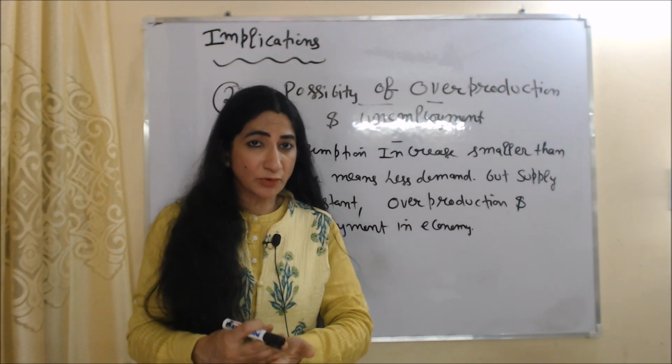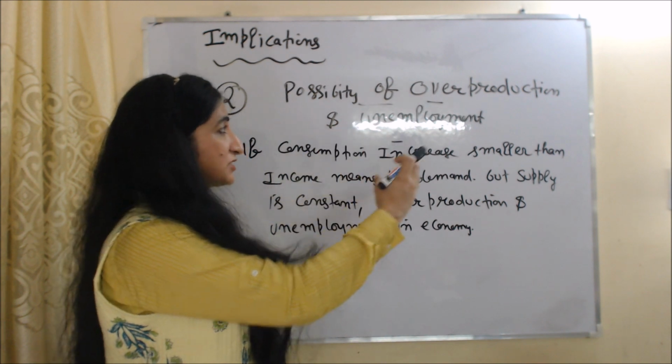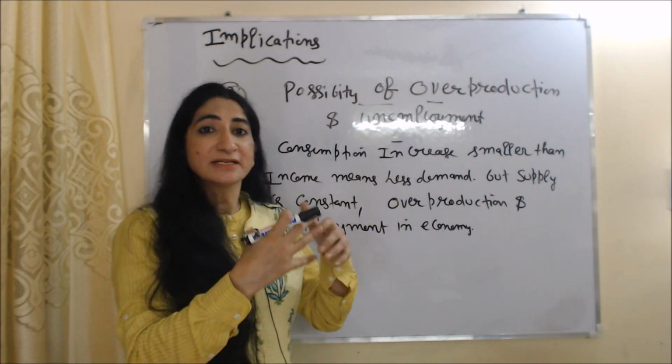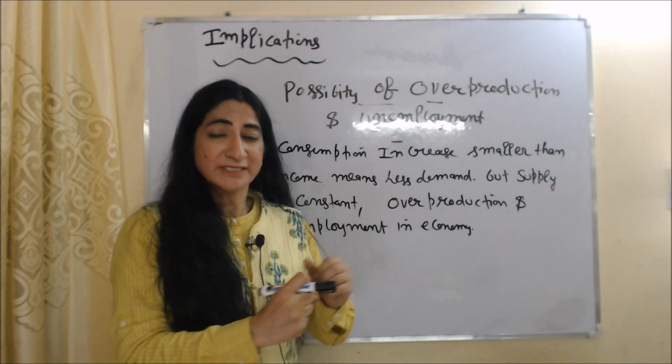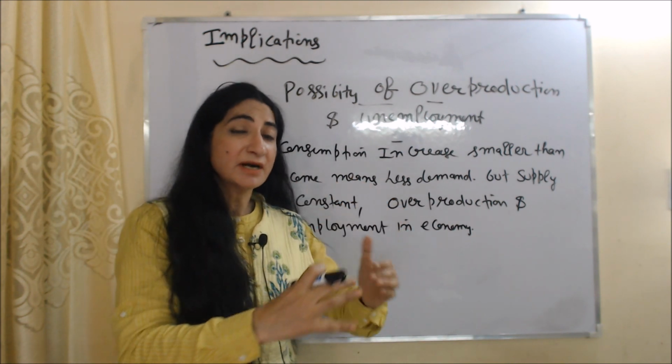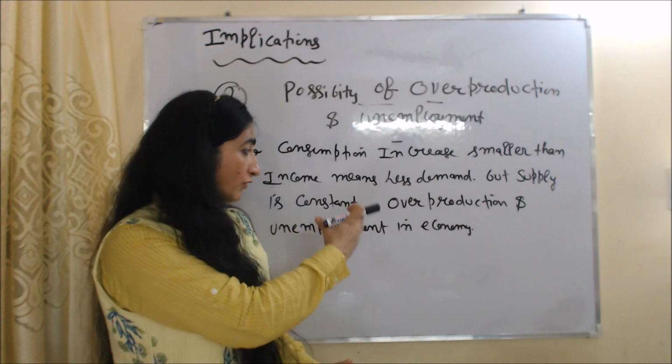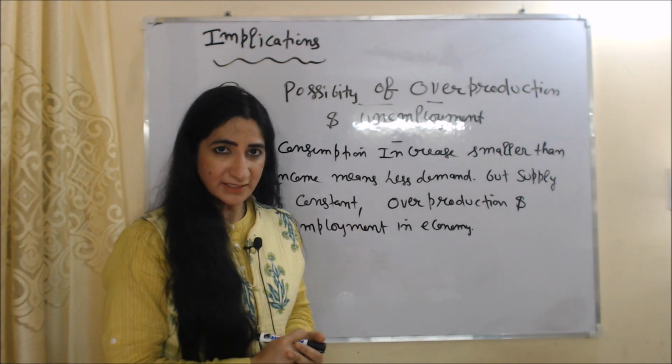The second thing we came to know through this law is that there is a possibility of overproduction and unemployment in the economy, because according to this law consumption increases by less than income, means there is less demand. There is less demand but supply is constant or continues increasing. As a result, overproduction and unemployment will increase in the economy.